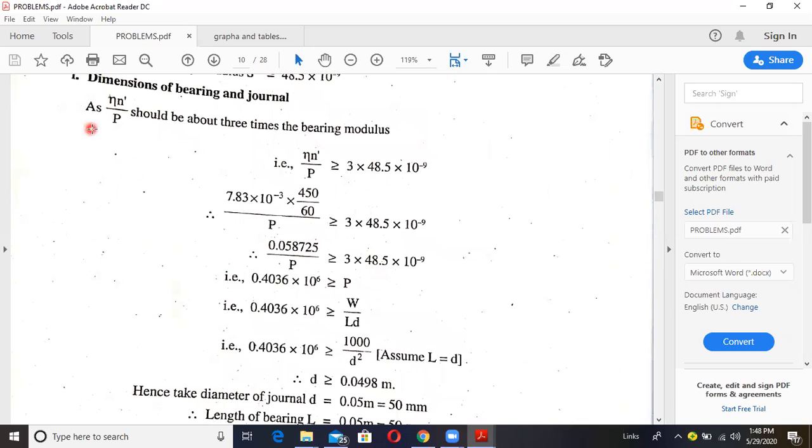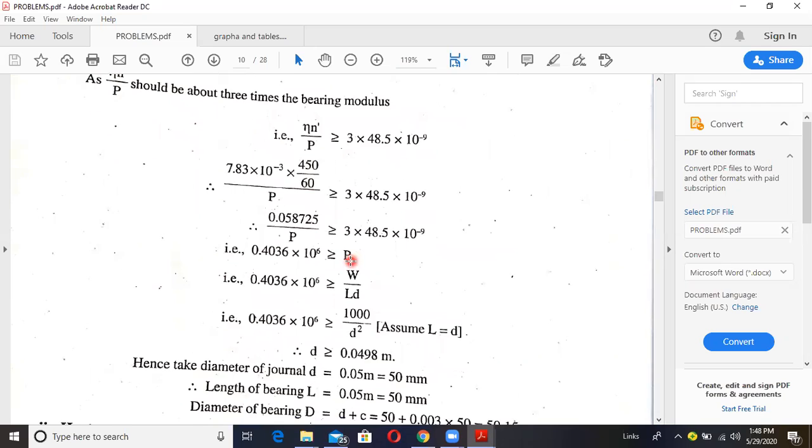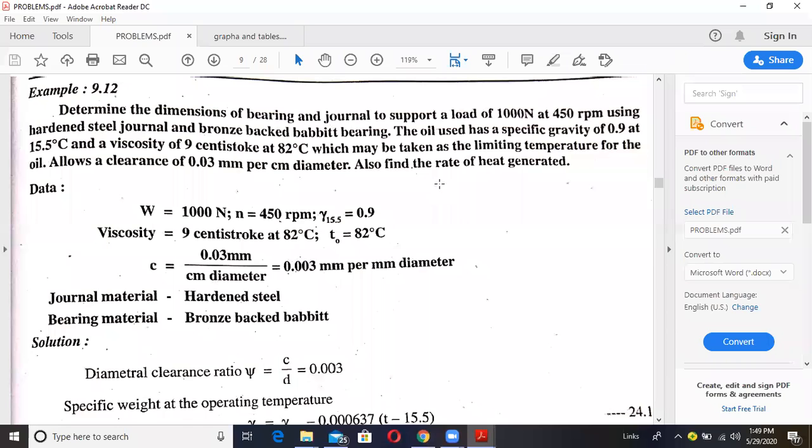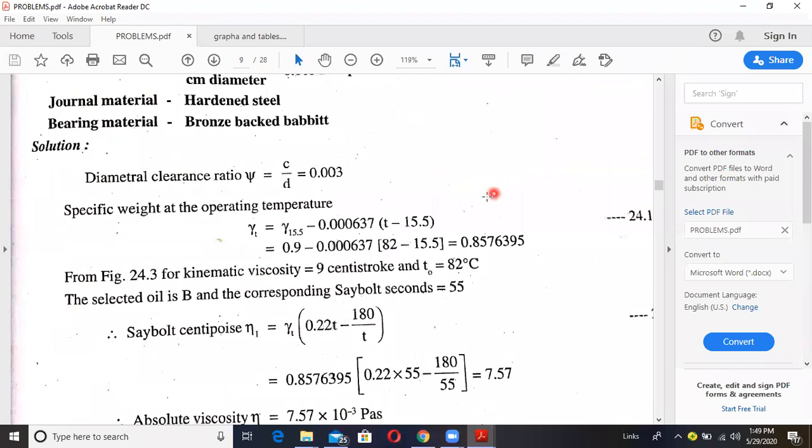So first we are going to take the condition that eta n dash by p is greater than or equal to 3 times the bearing number. By taking this condition, we are going to calculate the dimensions L and D, that is the dimension of the journal, length of the bearing and diameter of the bearing. Once we have calculated the dimensions, they told us to find the rate of heat generated. So we are going to calculate Hg.